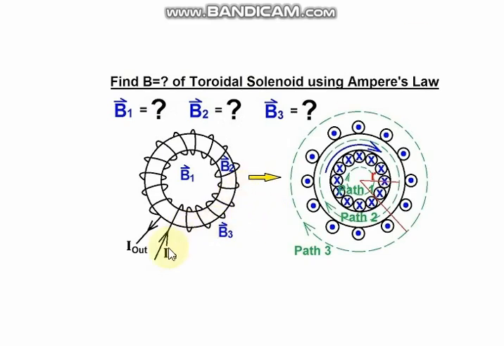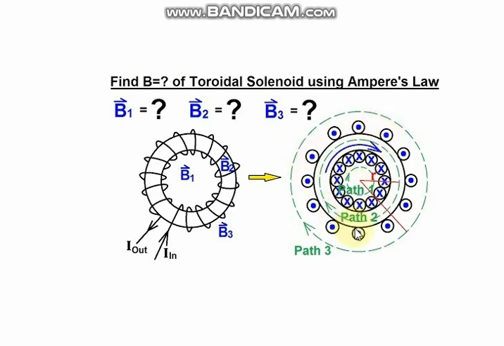Here you can see the toroid carrying current. This is the out direction for the current and this is the in direction, shown by dots and circles over here. In each turn the current will come out of the page over here and go into the page over here, out of the page, into the page, out of the page, into the page.